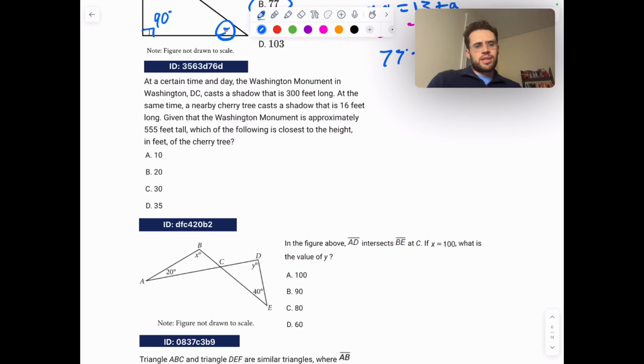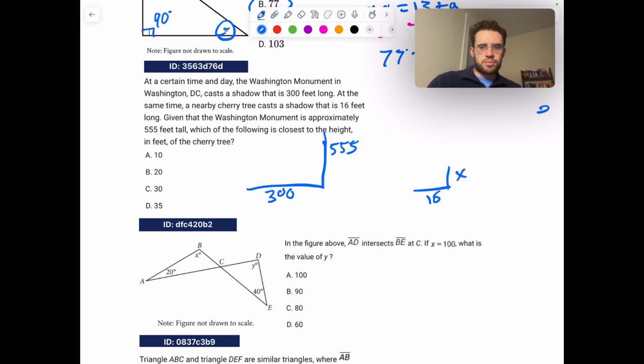At a certain time and day, the Washington Monument in Washington, D.C. casts a shadow that is 300 feet long. Right, so we've got the monument, 300 feet right here. At the same time, a nearby cherry tree casts a shadow that is 16 feet long. Right, so this is going to be similar triangles, it looks like. Given that the Washington Monument is approximately 555 feet tall, which of the following is closest to the height in feet of the cherry tree?